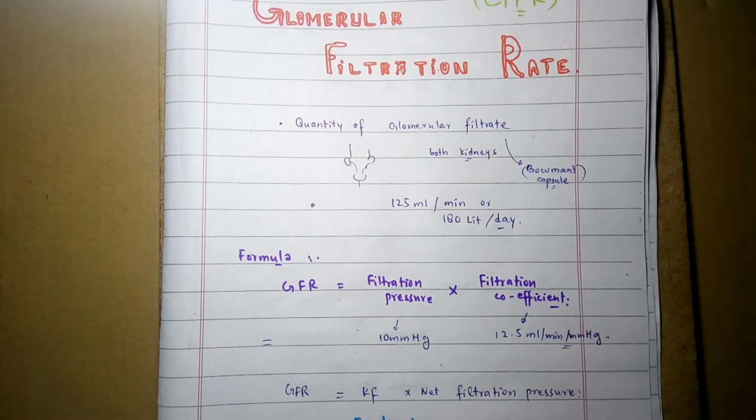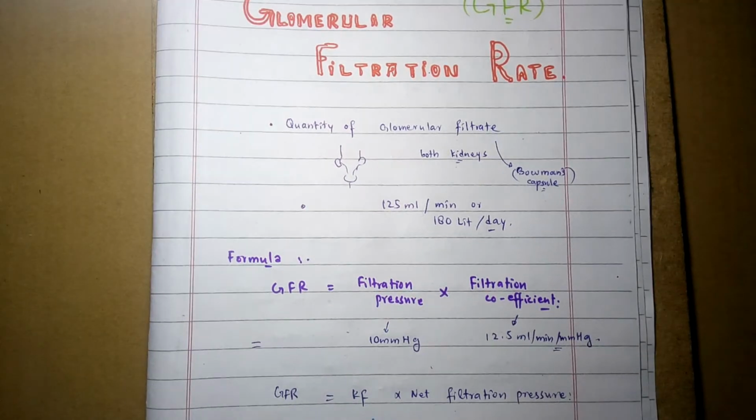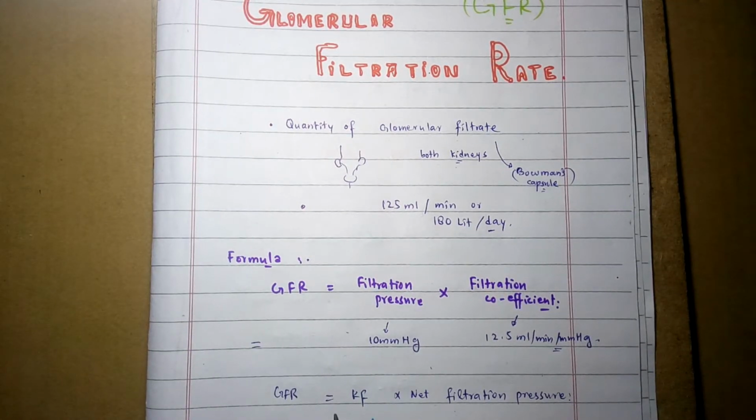Now moving toward the factors that affect the glomerular filtration rate. GFR can be determined by the formula Kf into net filtration pressure, that is, the sum of the hydrostatic and colloid osmotic forces across the glomerular membrane and the glomerular capillary filtration coefficient. Despite marked changes in the arterial blood pressure, GFR is kept constant. This is called the autoregulation of the GFR. But there are certain factors that increase GFR and also factors that decrease it.